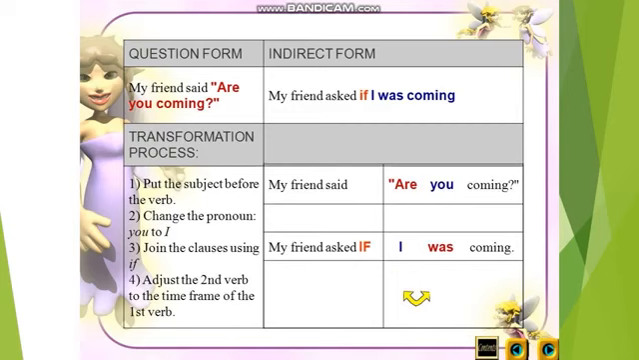In questions, we often use "if." Transformation process: put the subject before the verb. Change the pronoun you to I. Join the clauses using "if." Adjust the second verb to the time frame of the first verb. My friend said, "Are you coming?" My friend asked if I was coming.